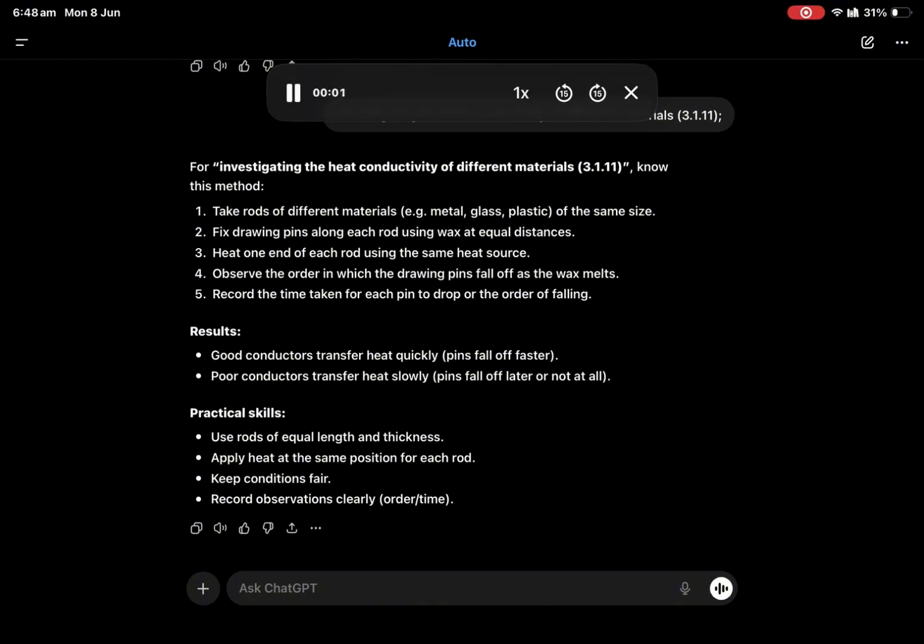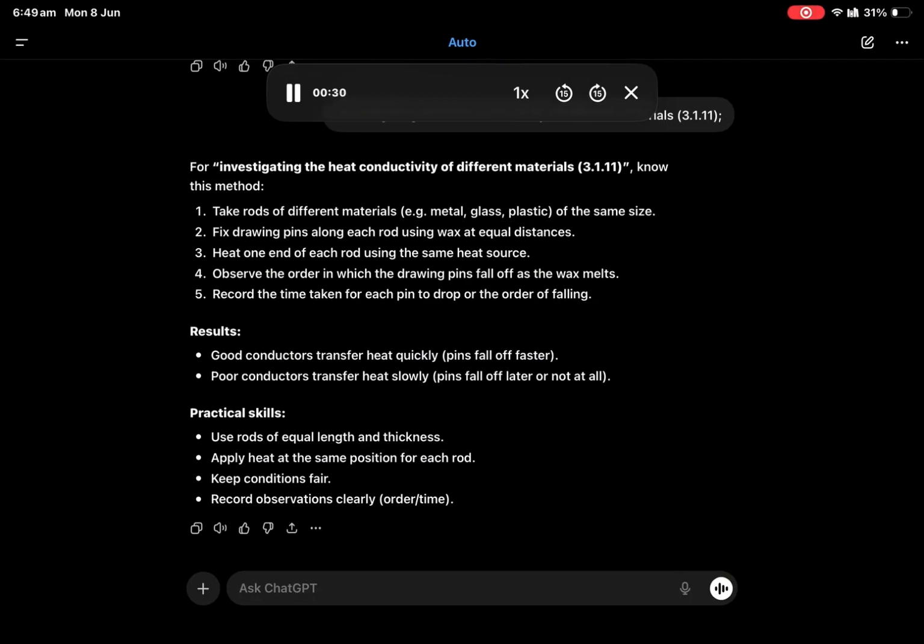For investigating the heat conductivity of different materials, 3.1.11, know this method. 1. Take rods of different materials, e.g. metal, glass, plastic, of the same size. 2. Fix drawing pins along each rod using wax at equal distances. 3. Heat one end of each rod using the same heat source. 4. Observe the order in which the drawing pins fall off as the wax melts. 5. Record the time taken for each pin to drop or the order of falling.